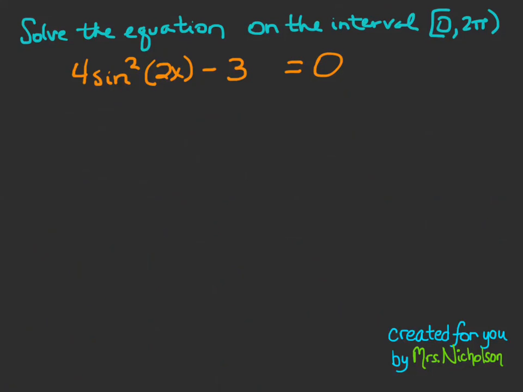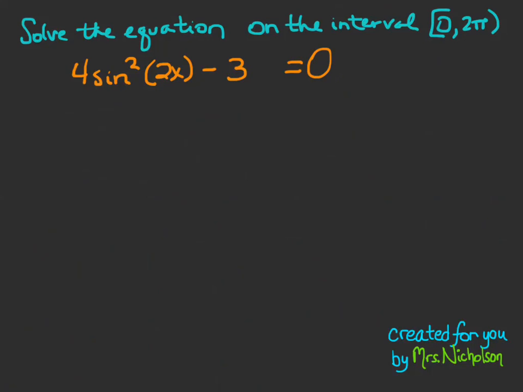Here we have 4 sine squared of 2x minus 3. Now I could substitute in the double angle identity, but then it's being squared, and so that's going to make it a little bit more complex. Also, if you remember, my double angle identity for sine is 2 sine x times cosine x. But I have this term of 3 that doesn't have a sine or cosine with it, and so I wouldn't be able to factor one of those out and make it possible to solve. So I really can't use the double angle identity in this case.